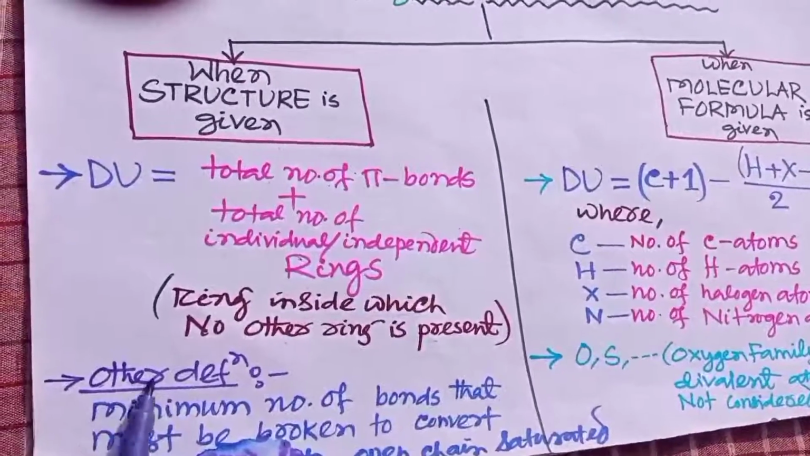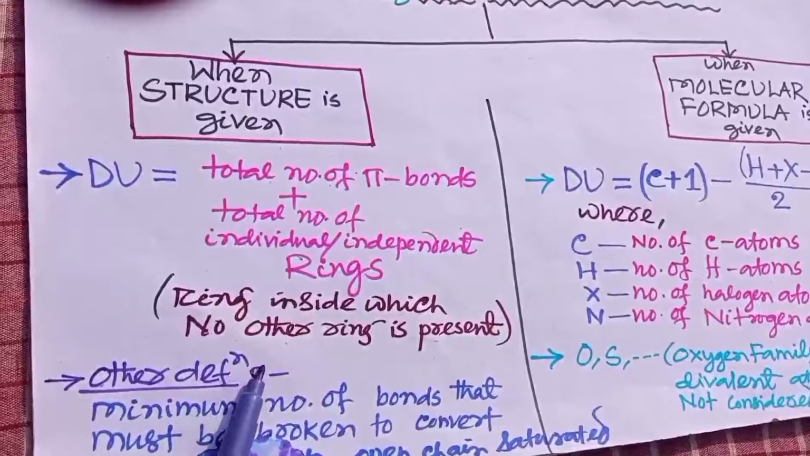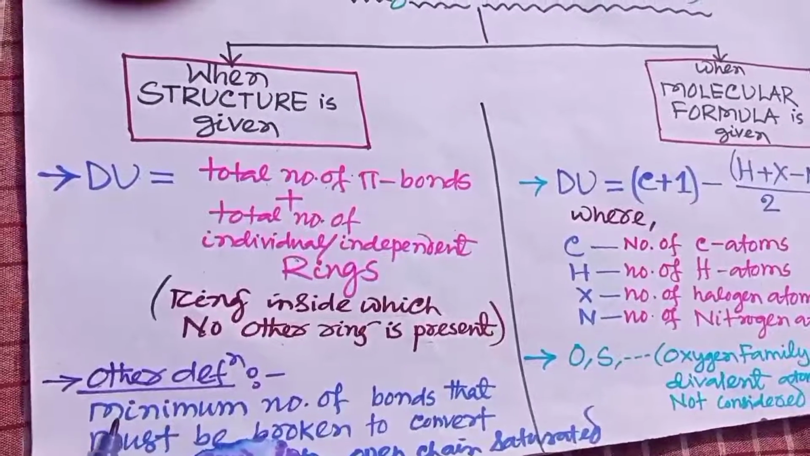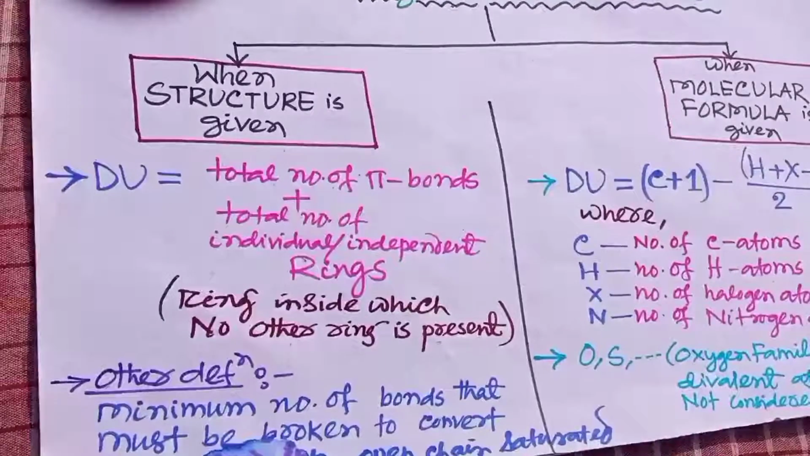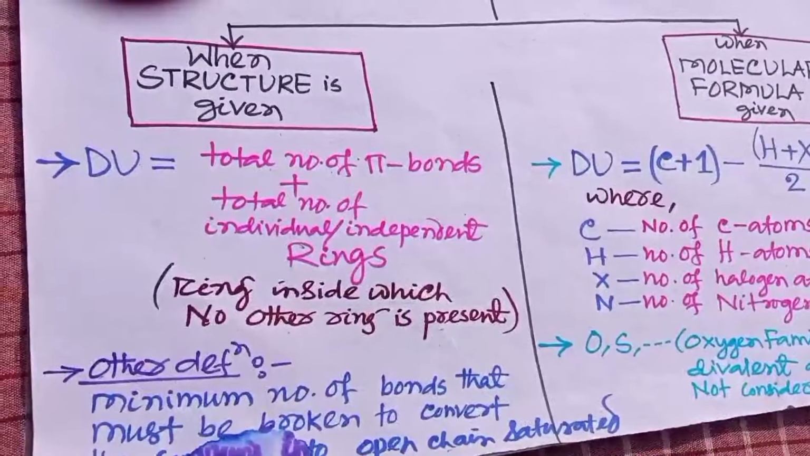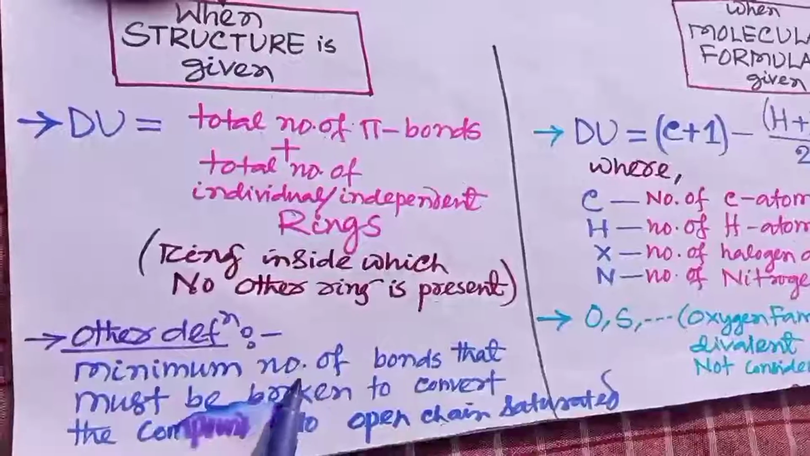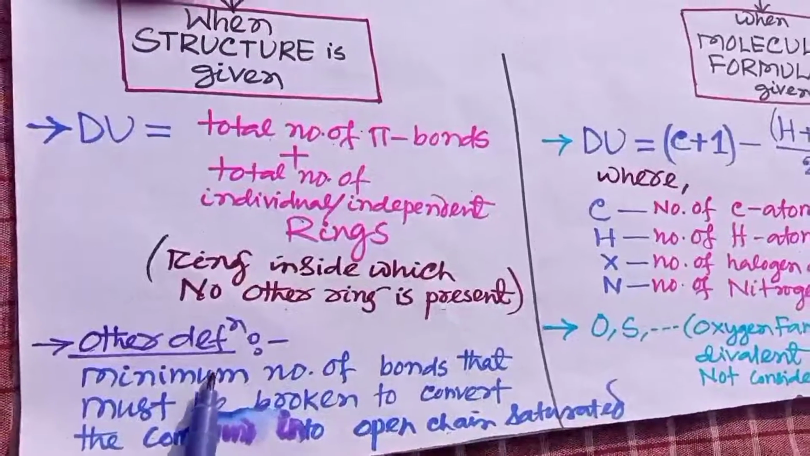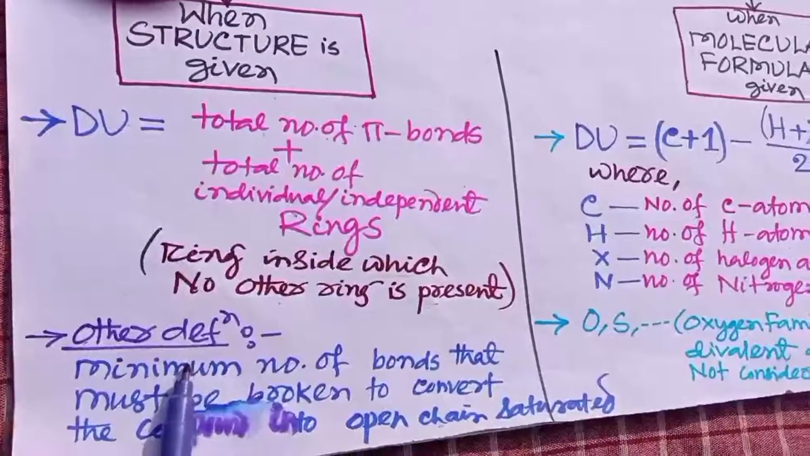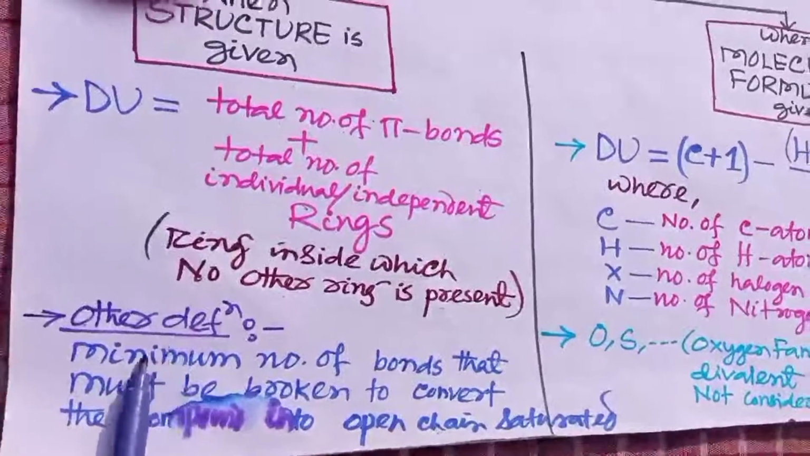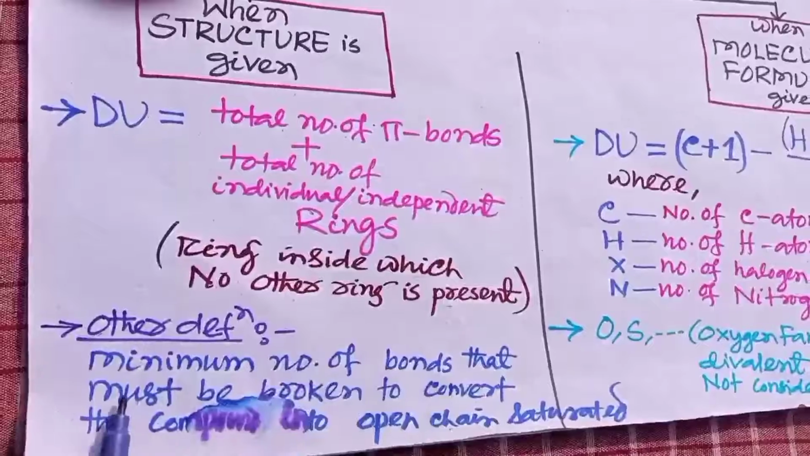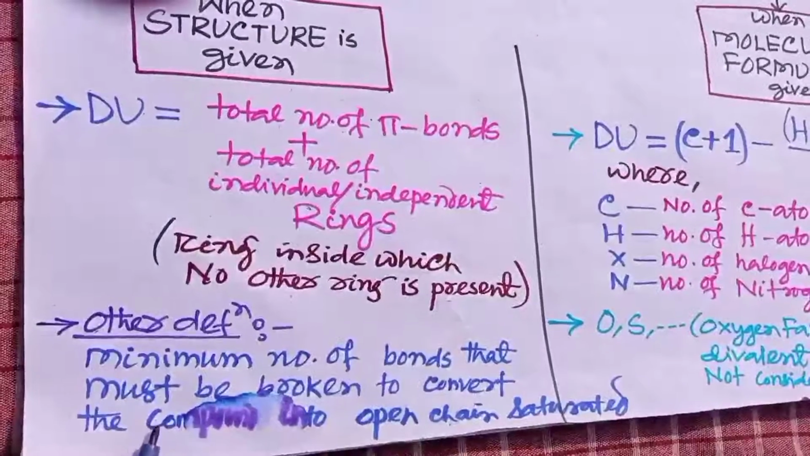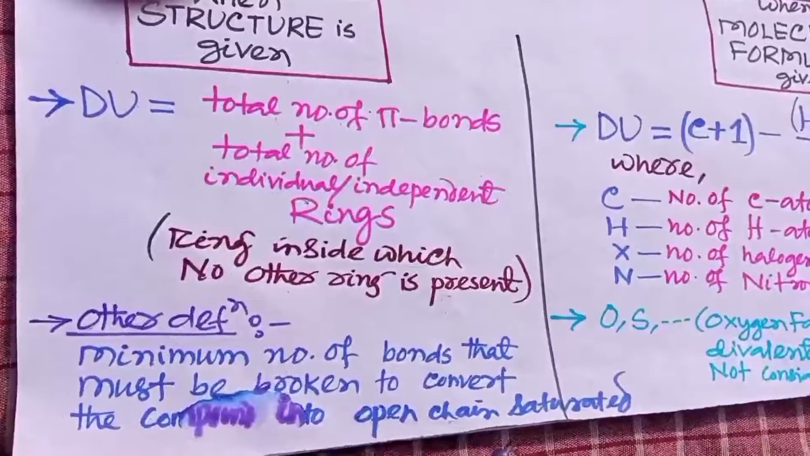There is another definition of degree of unsaturation, and that is the minimum number of bonds that must be broken to convert a given compound into an open-chain saturated compound. This definition is basically applicable for compounds of cyclic form. It says the minimum number of bonds that must be broken to convert a compound into an open-chain saturated compound.